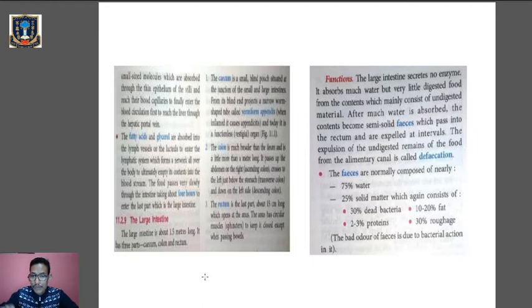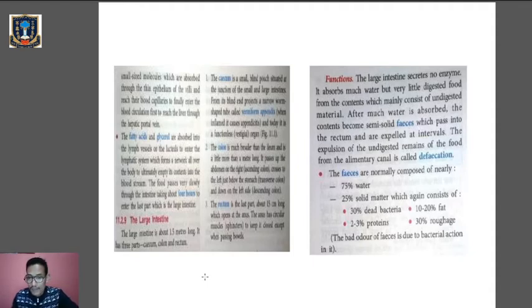After the water is absorbed, the contents, the food materials, become semi-solid, and pass to the rectum, and from the rectum to the anus, and from the anus the sphincter muscles will open up, and the fecal materials will be excreted. That is called defecation. So the expulsion, the removal of the undigested remains of food from the alimentary canal is called defecation.